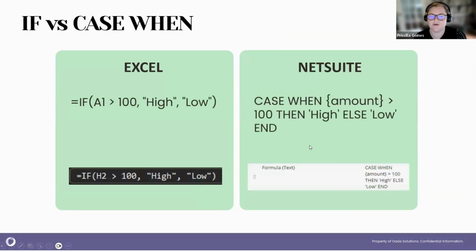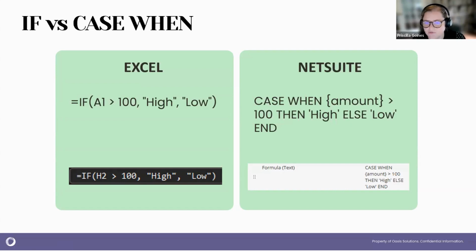All right, so the next one, and this is probably going to be the most commonly used one, is the if statement versus a case when. So in Excel, it's pretty easy to do an if, right? So if we wanted to look at a specific cell and determine if it was greater than 100, we want to set it to high or low. That would be the sample formula we would put in there.